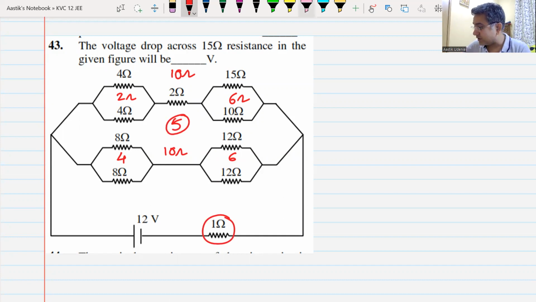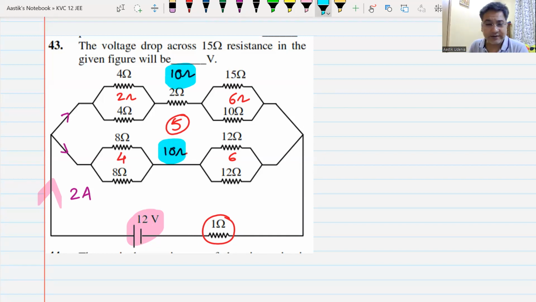So what will be the total current flowing? 2, sir. So 2 amperes of current will go like this. How will it be divided in the 2 branches? Both the branches are 10 ohm each. How will it be divided in both the branches?